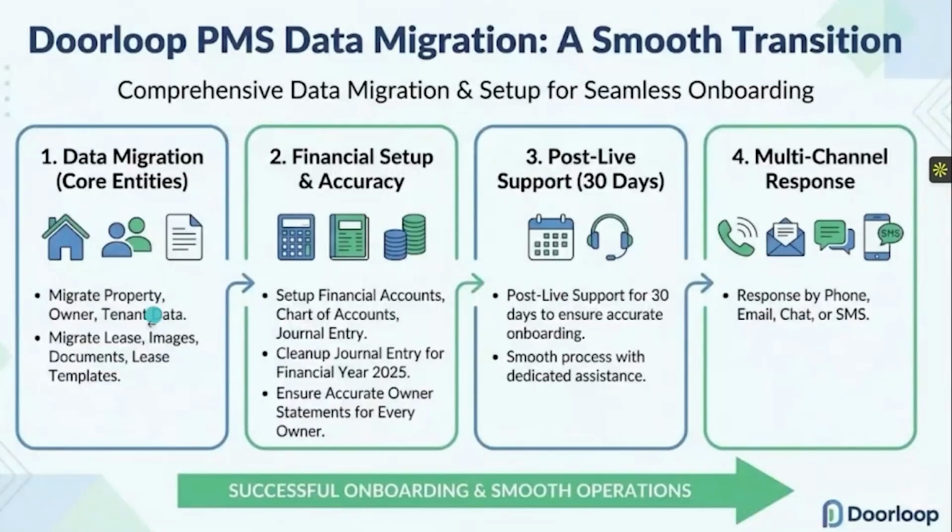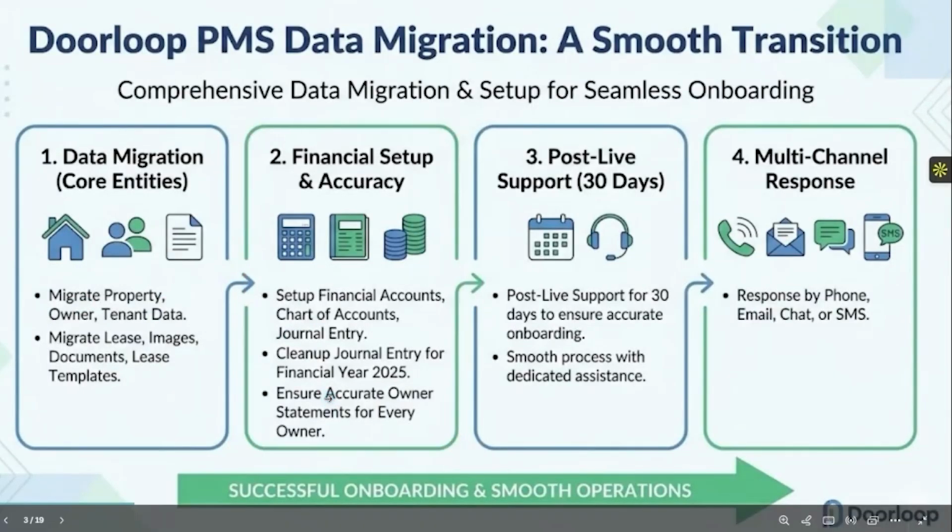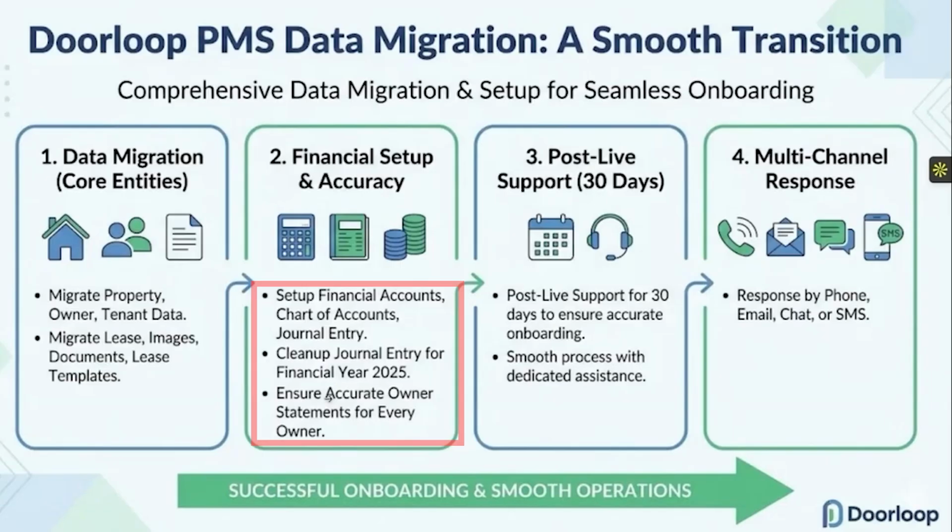So we saw about the data migration. Now let's look into the financial setup. As part of the financial setup, you have to set up your chart of accounts, journal entry. For example, if you are doing currently for 2025, you make sure all your journal entries are recorded. You're migrating from Excel to this. You have all your expenses in an Excel.